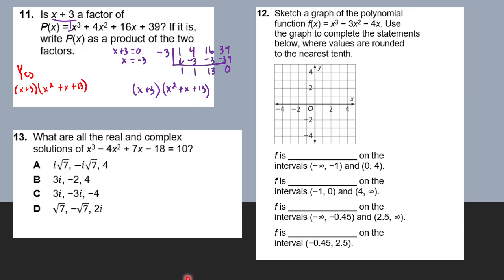Okay, on number 12, we did a question similar to this on our quiz from the last unit. So it says, sketch a graph of the polynomial function. Use the graph to complete the statements below where values are rounded to the nearest tenth. So they're just talking about like these here. They rounded their values. Some of them have a little more than just 1 decimal place. But basically just plug that equation into the graphing calculator. So graph on calculator.